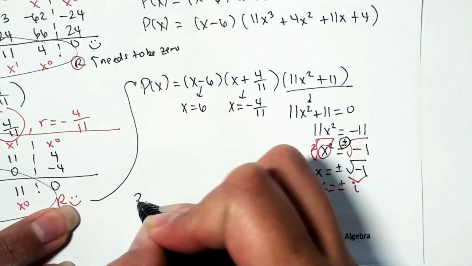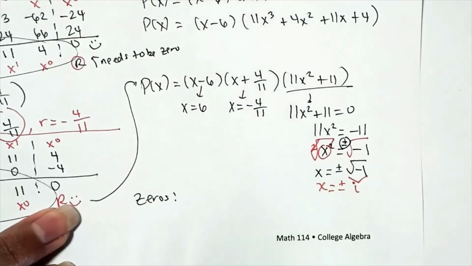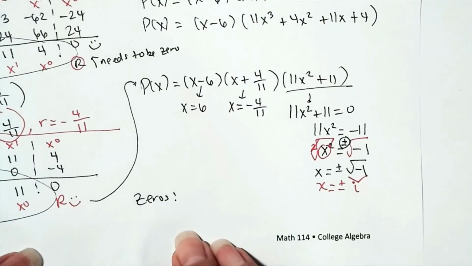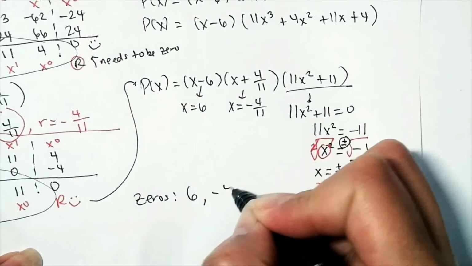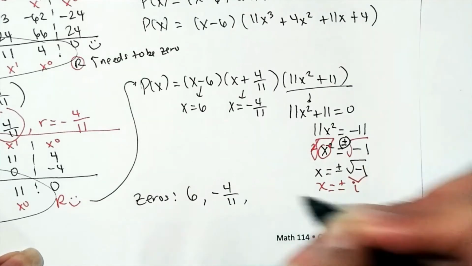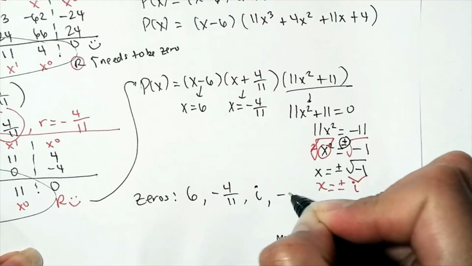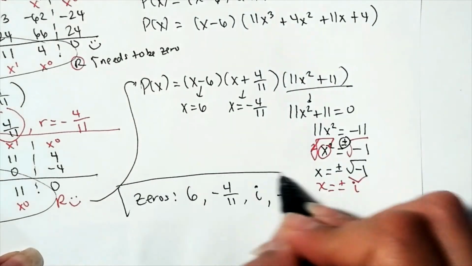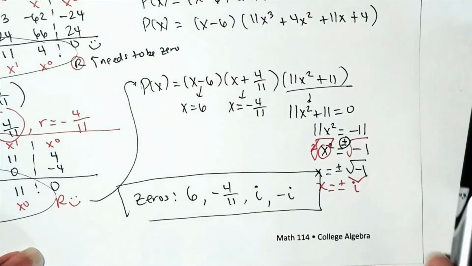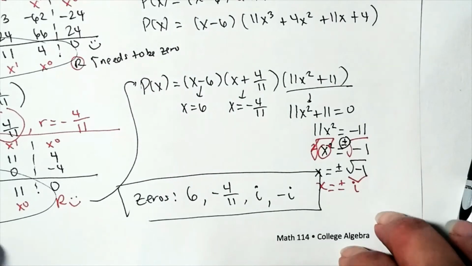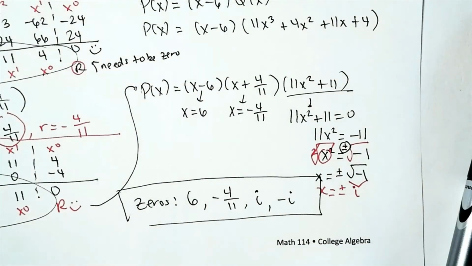So the zeros: the degree is 4, so we're expected to have 4 zeros. One of them is 6, another is negative 4/11, another is i, and the other is negative i. Remember, the degree is 4, so we're expected to have 4 zeros. We nailed our 4. That was pretty intense, I know, but that way we don't have to do so many problems.